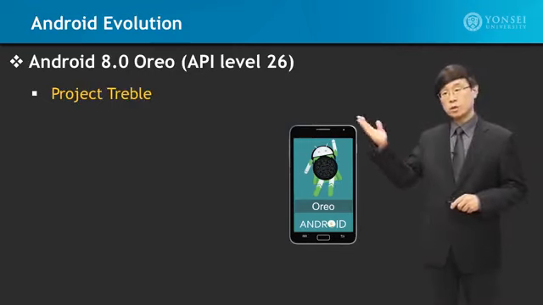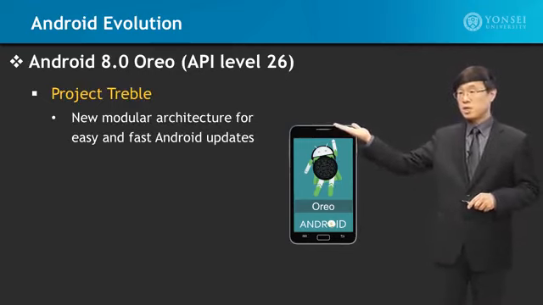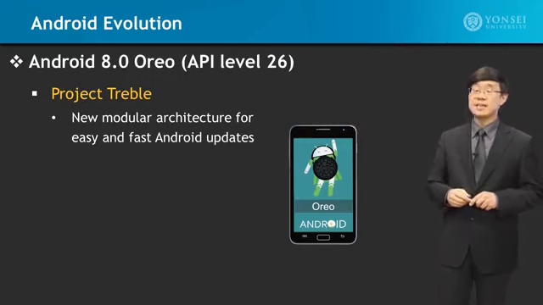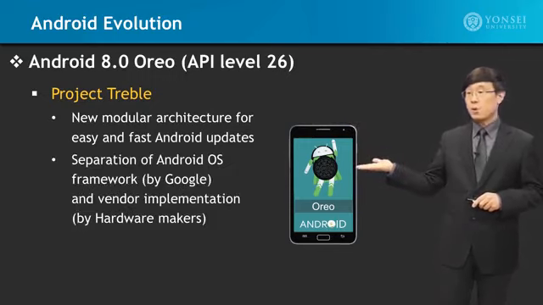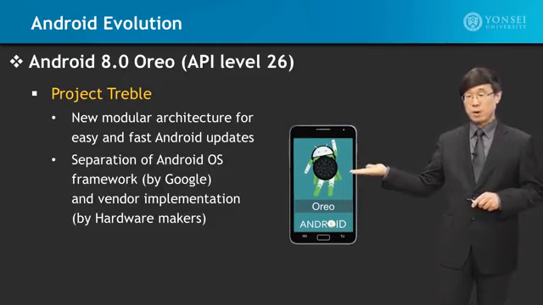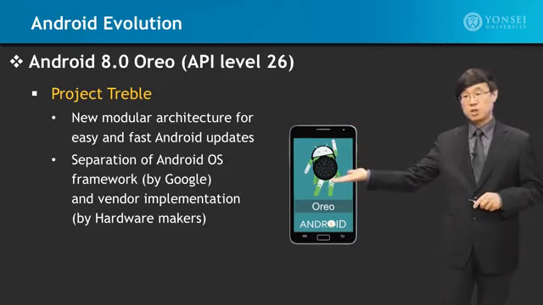Oreo also includes Project Treble, which is a new modular architecture for easy and fast Android updates. The Android operating system framework and vendor implementations were separated.